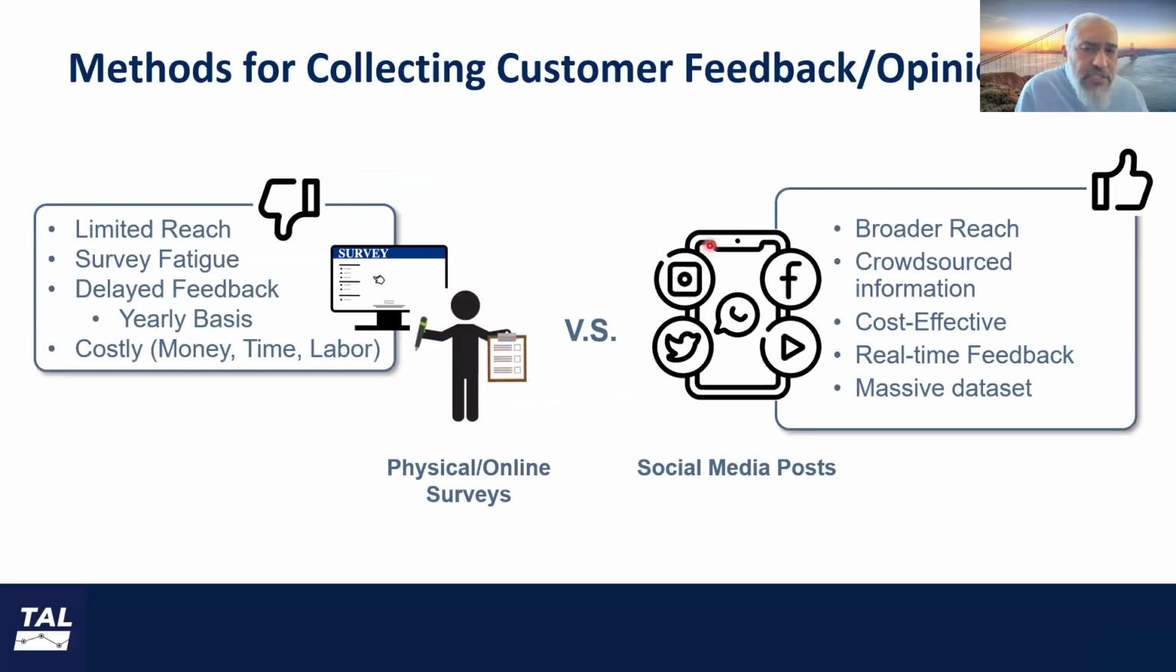So historically, of course, transit agencies, they do customer satisfaction feedback, they get customer input. Historically, they usually do like surveys, either physical, paper and pen questionnaires or online surveys to get feedback. There are so many issues with this. Social media is a great resource. It has broader reach. It has crowdsourced information, cost effective. It doesn't really cost anything for the transit agency, and it's real-time feedback. You can actually very quickly discover or realize, find out what transit riders are talking about your system today or yesterday, and you have massive data set.